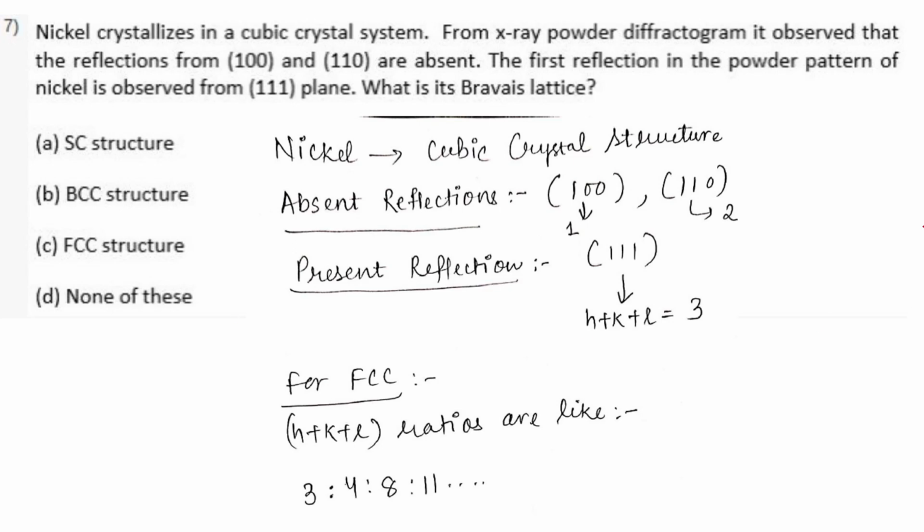Okay. So it is a nickel cubic crystal structure. Absent reflections are the 100 and 110 planes. Okay, and the present reflection will be 111. So h plus k plus l is equal to 3. For FCC, the h squared plus k squared plus l squared ratios are like 3, 4, 8, 11. So our answer will be FCC structure. It's basic theory. We have to attend the class and get it.